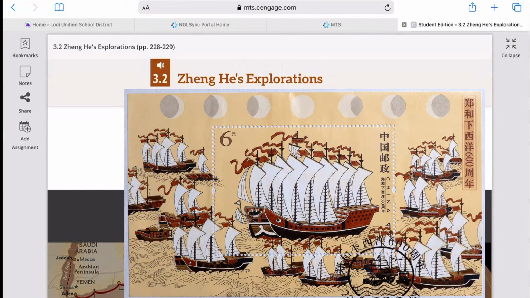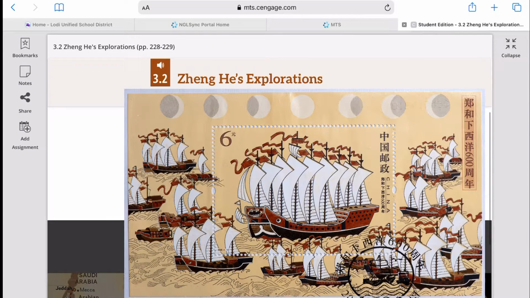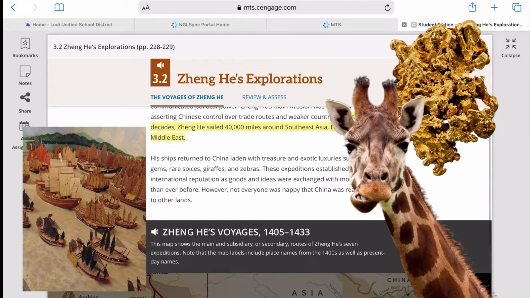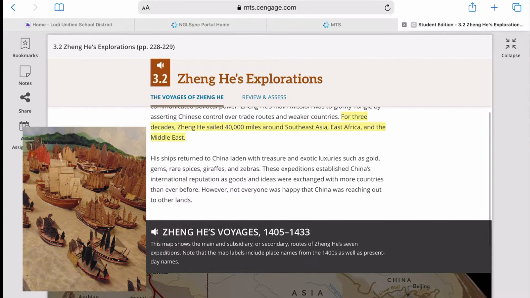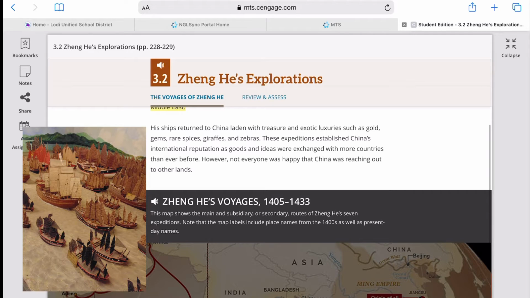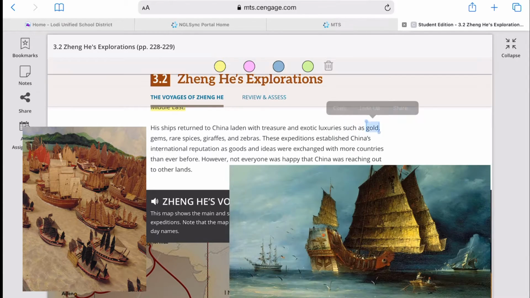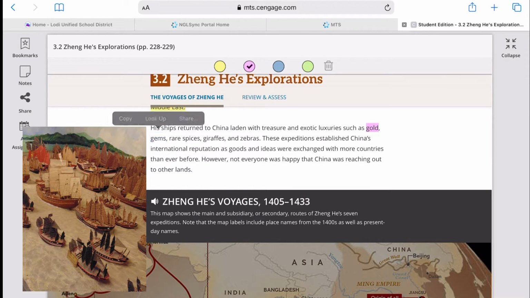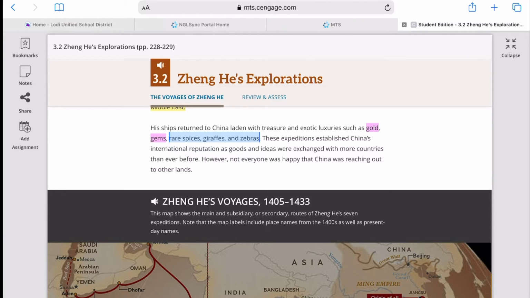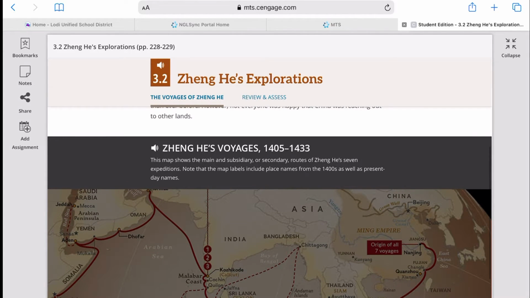For three decades, Zheng He sailed 40,000 miles around Southeast Asia, East Africa, and the Middle East. After many years, his ships returned to China laden with treasure and exotic luxuries such as gold, gems, rare spices, giraffes, and zebras. These expeditions established China's international reputation as goods and ideas were exchanged with more countries than ever before. However, not everyone was happy that China was reaching out to other lands. There were people within the leadership of China during this time who wanted to close their borders to people from outside China. That was their concern. They wanted to close China and keep it for themselves.